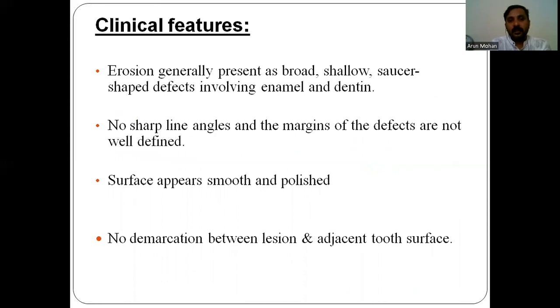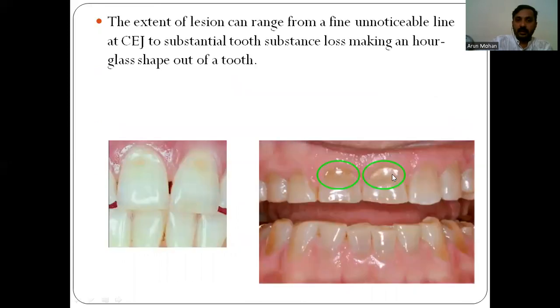The clinical presentation of erosion usually is broad, shallow, saucer-shaped defects involving enamel and dentin. Here we will see a broad, shallow, saucer-shaped defect with no sharp line angles and margins. There will be a depression or concavity on the tooth surface. If it's caused by extrinsic agents, it's usually found on the buccal or labial aspect of the teeth. If it's caused by intrinsic factors, you will usually see it on the lingual aspect of the teeth. They will be seen as saucer-shaped defects, concavities on the tooth surface with smooth margins.